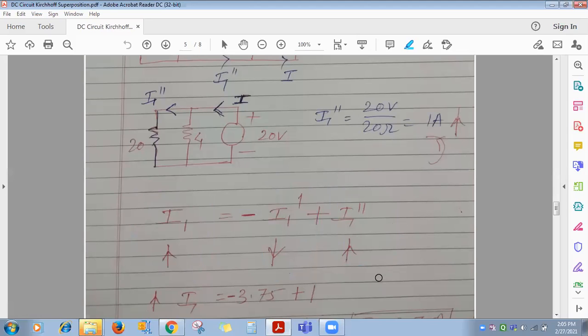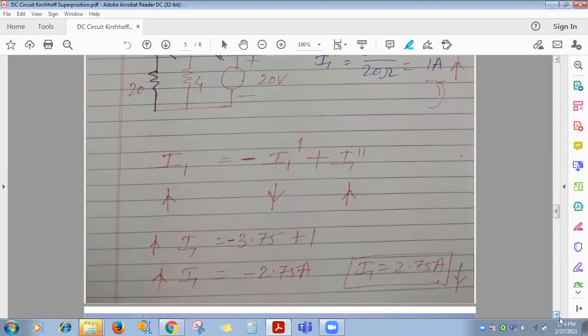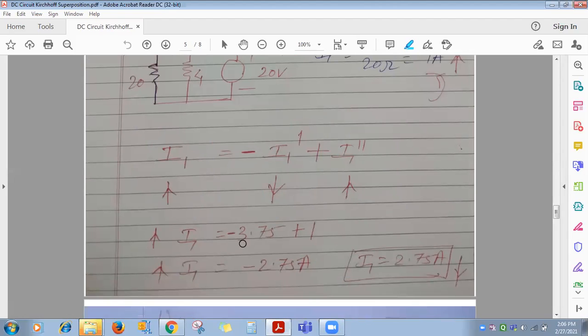If you add both here, you will lose your marks, right? So don't make such mistakes in the exam. Compulsorily here, minus 3.75 plus 1, minus, the answer you are getting is minus 2.75.